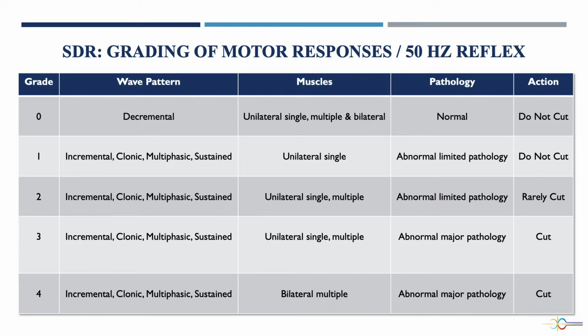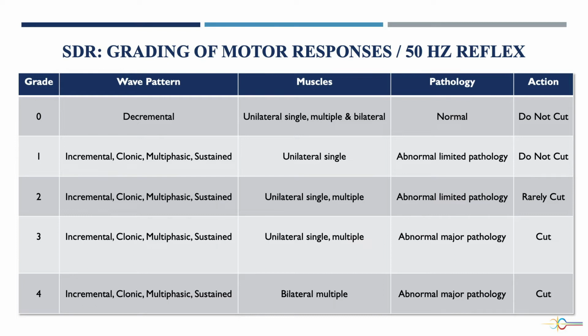Grade 2, again, incremental, clonic, multiphasic, all abnormal. And if they are unilateral or single or two adjacent muscles, they are abnormal pathology. It's rarely cut, only if you don't have these two and you have to choose between the two, then you have to cut this one. Otherwise, we don't cut this one.